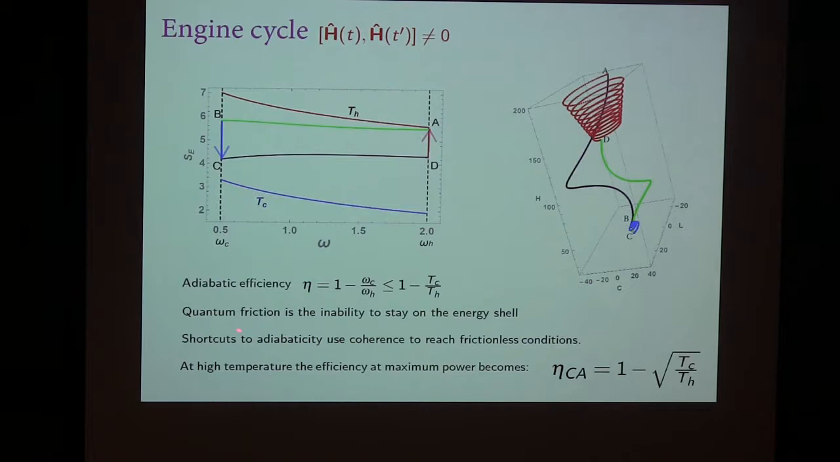And what we see here is quantum friction. The friction comes because I can't stay quantum mechanically adiabatic. If I'm moving fast, I have to put in power to generate coherence. And if I can cancel this coherence, I can gain that back. I can cancel it either by going very slowly, or there are methods called shortcuts to adiabaticity, with which I can cancel the coherence that was generated. So you can say this quantum friction is the inability to stay in the energy shell. There's an energy cost to that, and my efficiency will go down. Again, at high temperature, we get the same result for the efficiency at maximum power, the same expression that I showed you before. So there is a universality about that.